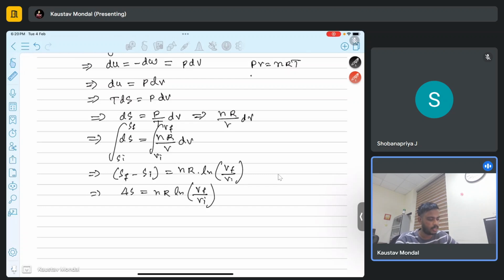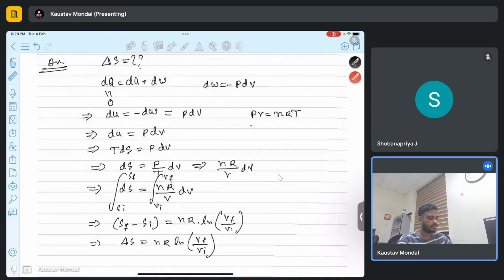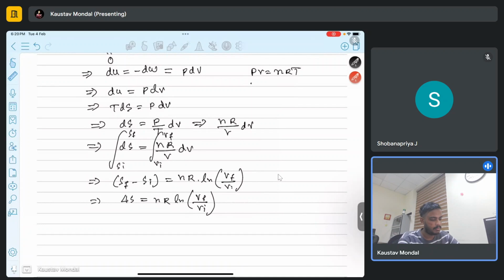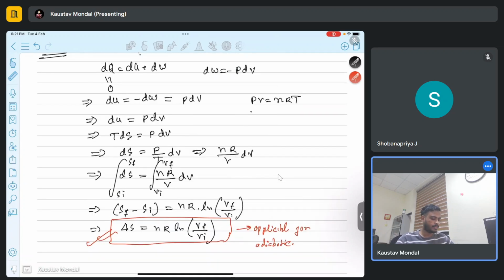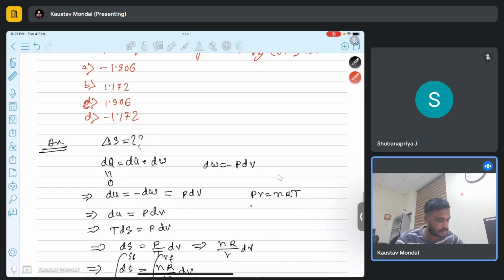Why have we done this? Because we know here both the pressure and volume are changing, so we have to write the pressure in terms of volume, and by doing that we get this formula for how the entropy changes. And this formula is only applicable for an adiabatic process, okay? Because in order to use this formula, dQ needs to be 0. That means the process has to be an adiabatic process, okay?